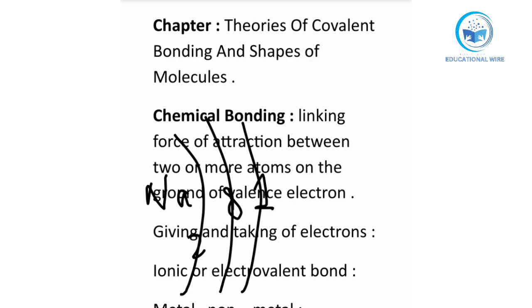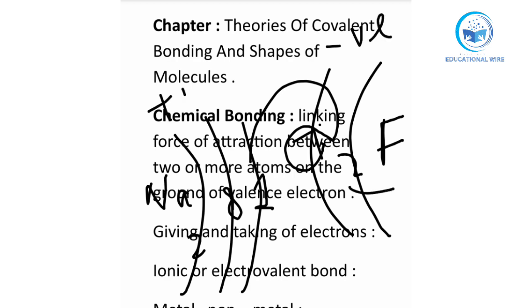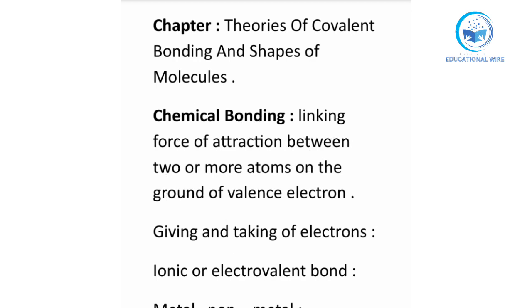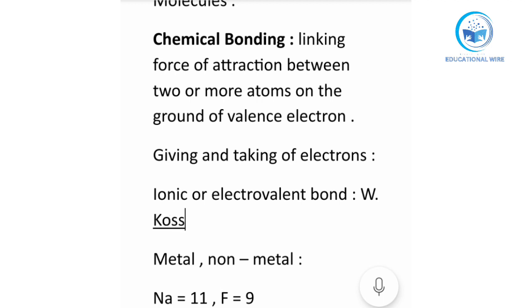Okay, secondly if we will talk about F. In F we are having 9, like first 2, then 7. F is a non-metal. Okay, now it needs one electron to be stable. So this one electron will be given to this one, it will gain one electron, and it will get a negative charge called anion, and the other will get a positive charge called cation. Okay, so this process happens in ionic bond. Ionic bond was introduced by W. Kossel.